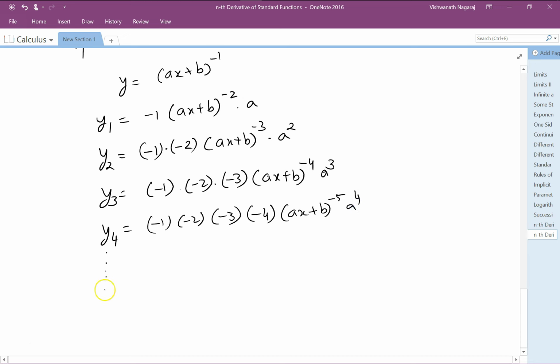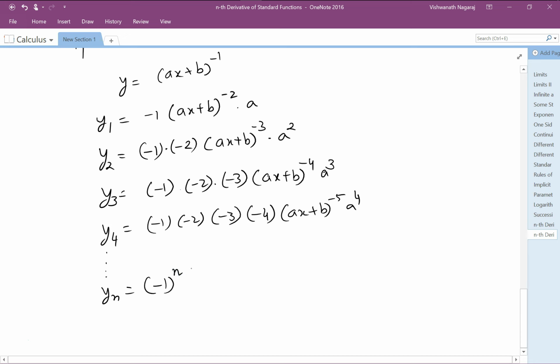So this pattern will go on. yn will become equal to what? Now here, let's look at each one of them. This is negative, this becomes positive. This is negative, this becomes positive, right? So if n is odd, it will be negative. If n is even, it will be positive. So in short, we can write it like this.